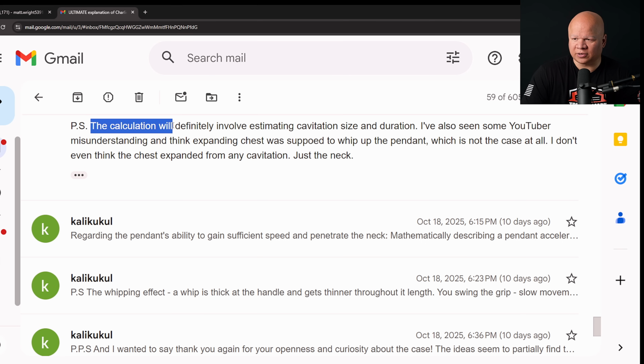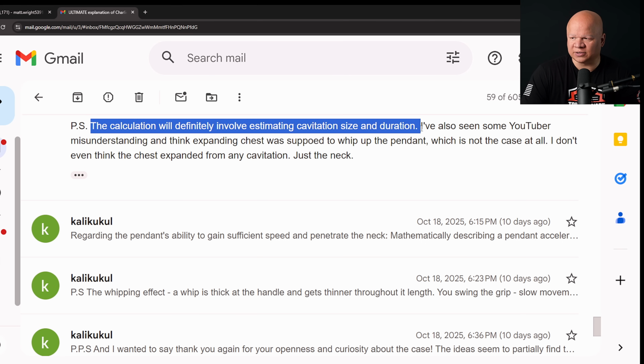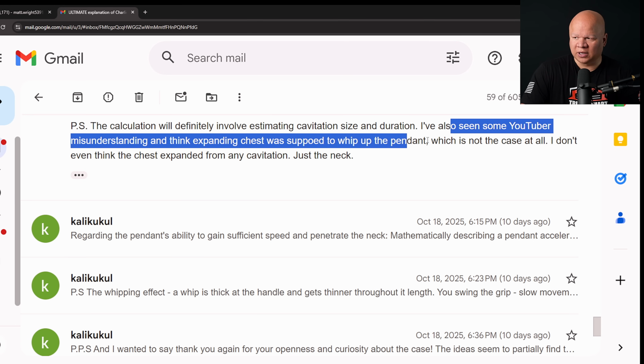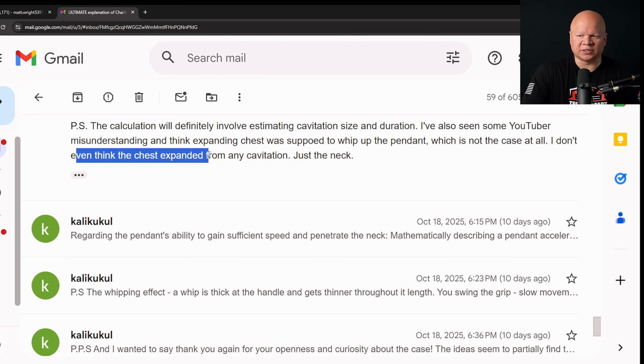Now, these are people that have seen wartime. These are people that are very experienced in ballistics and the dynamics of guns and those type of things. So I can't argue with them personally because I haven't been in those situations. But Kalikukul basically gives his or her rendition of how this could theoretically be possible. They go on to say, "The calculation will definitely involve estimating cavitation size and duration. I've also seen some YouTubers misunderstanding and thinking that the expanding chest was supposed to whip up the pendant, which is not the case at all. I don't even think the chest expanded from any cavitation, just the neck."